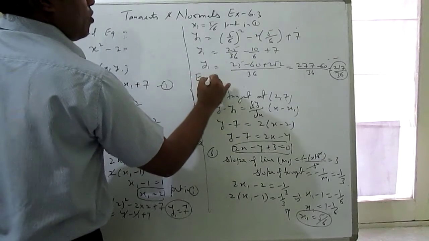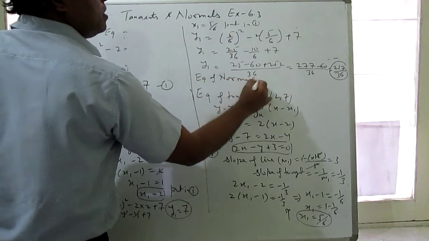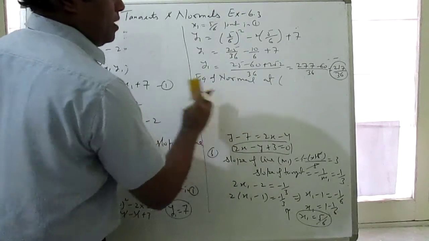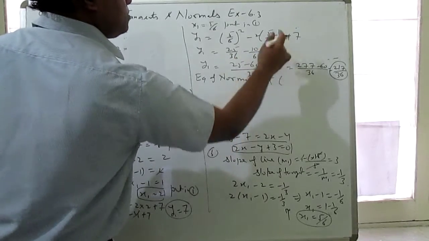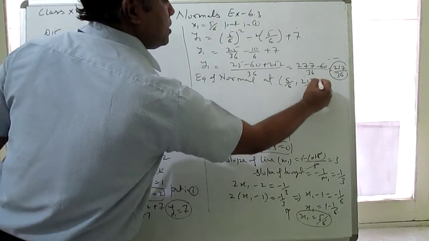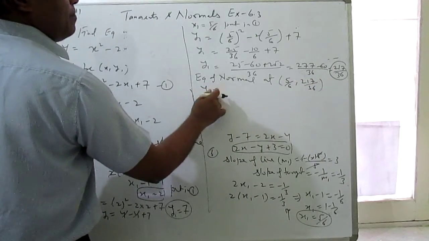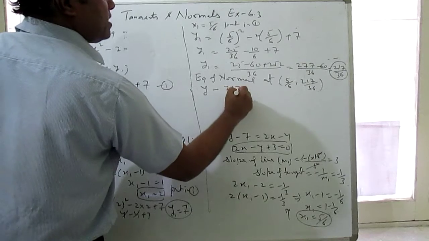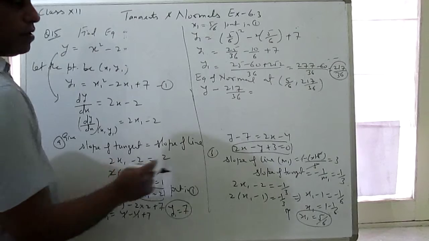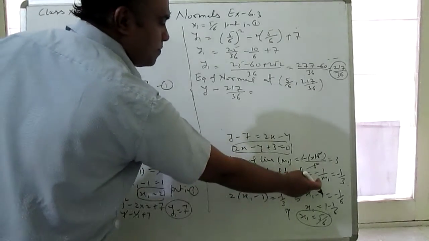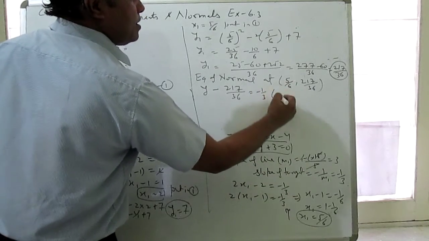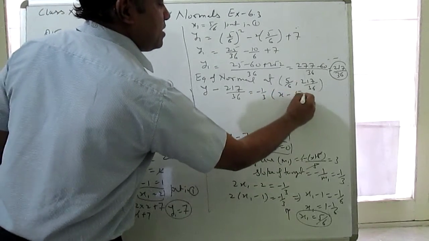So equation of normal at किस पॉइंट पे लेंगे, equation of normal at x क्या था 5 by 6, 217 upon 36, so you can calculate y minus y1, 217 upon 36, and slope of line is minus 1 by 3 and x minus 5 by 6.